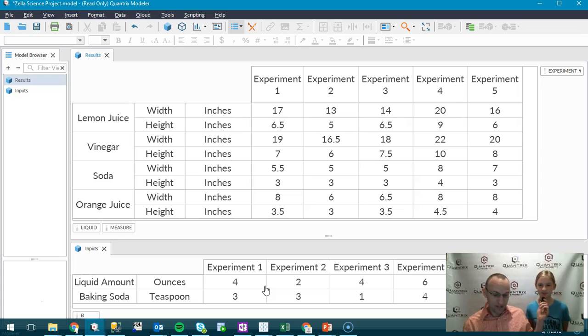Mm-hmm. Excellent. And then also you wanted to record how much of each of the liquid you put in as well as the amounts of the baking soda. Is that correct? Yes. So when I found out they were doing the science project, I thought, you know, this sounds exactly like a Quantrix model. So we went ahead and, of course, we put the results into Quantrix. It was very scalable. It was very easy to do.